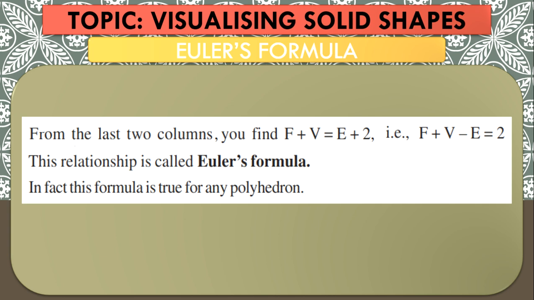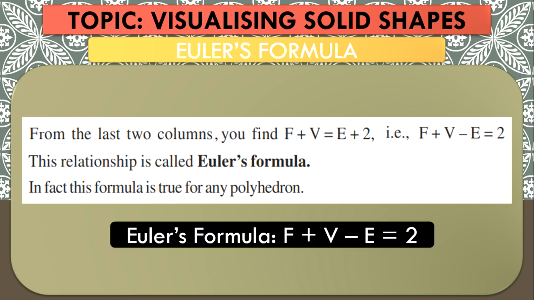Hence, from the last two columns, we find f plus v and e plus 2 are equal. That is, f plus v minus e will be equal to 2. This relationship is called Euler's formula. In fact, this formula is true for any polyhedron. Euler's formula is f plus v minus e is equal to 2.